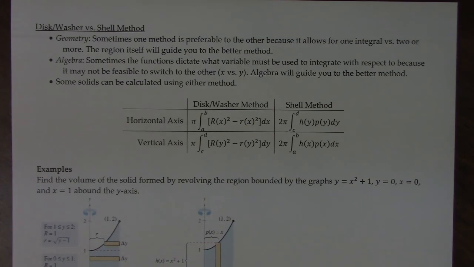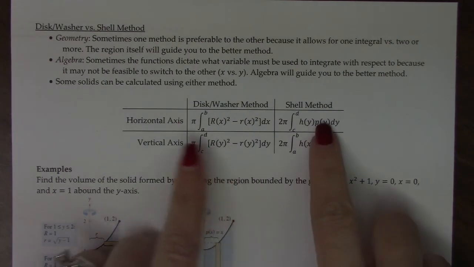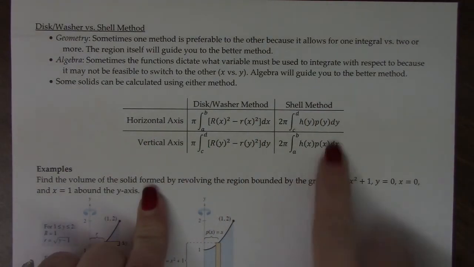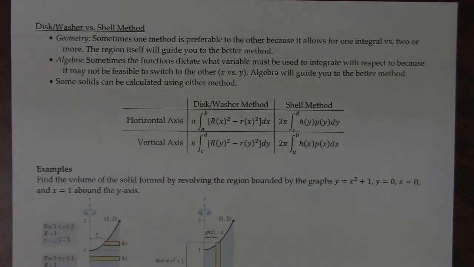So one of the things you want to do when you're doing a problem is think about, well, what variable am I stuck in, do I have to be in? Sometimes geometrically, it dictates what variable you need to be in, and sometimes algebraically, it dictates what variable you need to be in. So pick your variable, then look at what type of axis you are, and this will tell you what method is required.